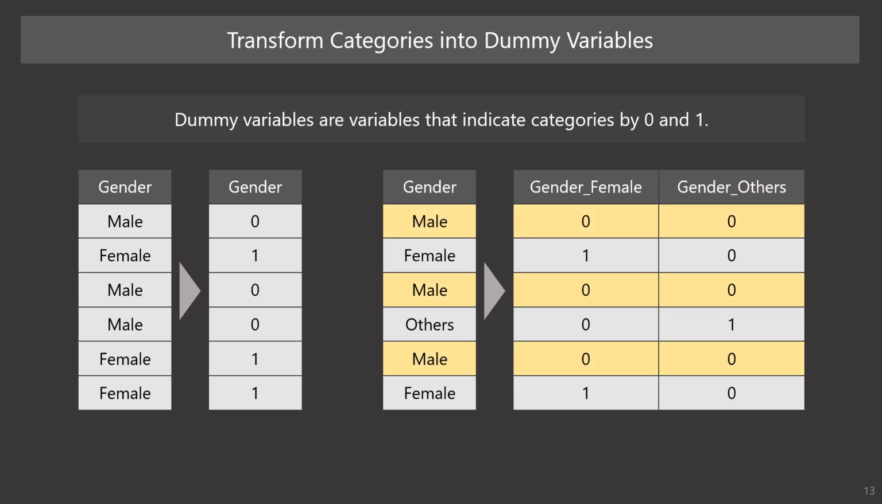So, if the person gender is male, both the dummy variables are 0. If the person's gender is female, the variable gender female is 1, and gender others is 0. If the person's gender is not male nor female, the variable gender others is 1, and gender female is 0. In this way, we can express 3 categories with 2 numerical variables.